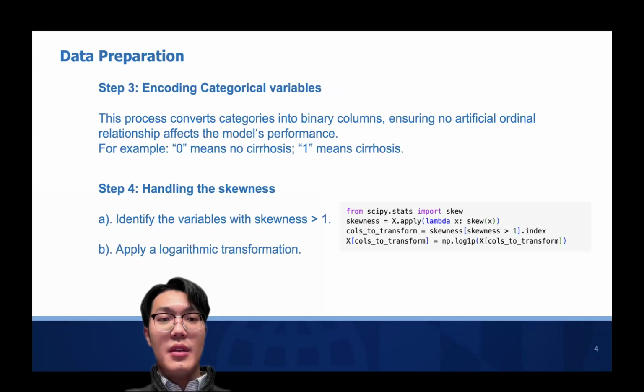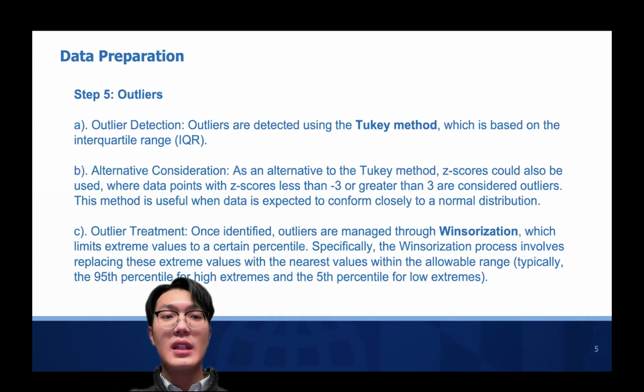For step three, we encoded the categorical variables. For example, 0 means no cirrhosis and 1 means has cirrhosis, in order to ensure no artificial ordinal relationship affects the model performance. And then we handle the skewness. Before applying the log transformation, we identified the variables with skewness that is greater than 1.